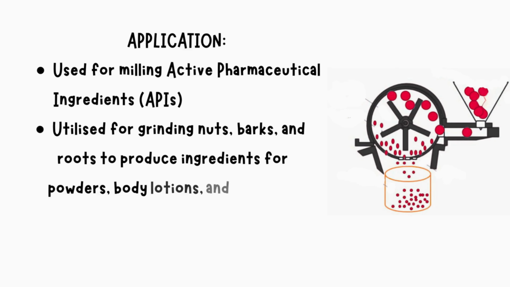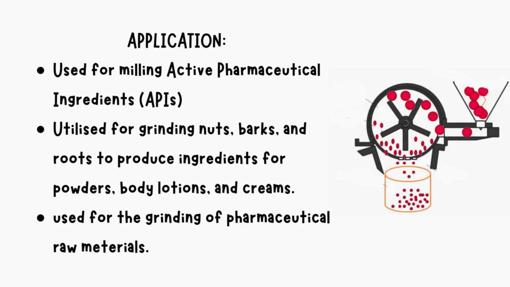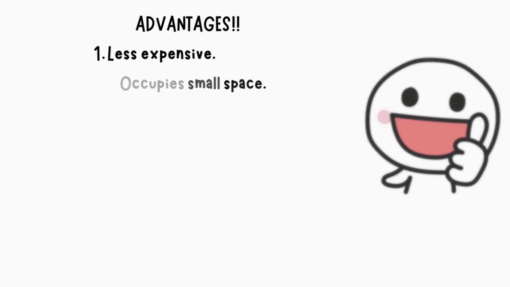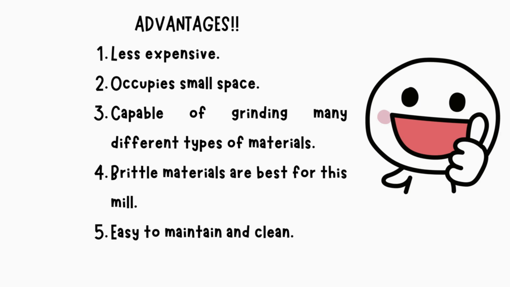Now, let's talk about its application in pharmacy. It is used for milling active pharmaceutical ingredients, also called as API. Also utilized for grinding nuts, barks, and roots to produce ingredients for powders, body lotions, and creams. Now, let's know the advantages of this mill. At first, it is less expensive than other crushers. The machine does not require a large space and occupies small space. Hammer mill is capable of grinding many different types of materials. Brittle materials are the best for this mill. The machine is very much easy to maintain and clean.